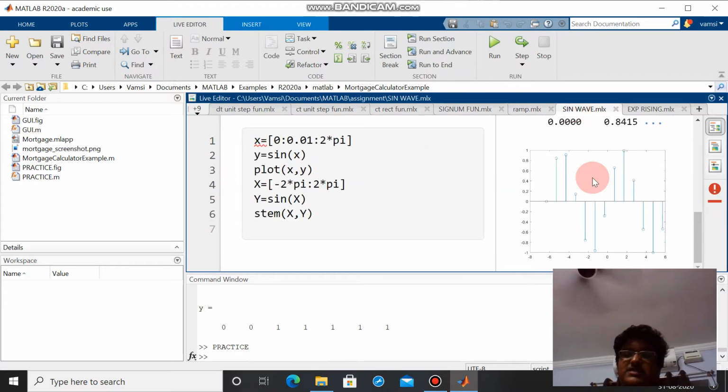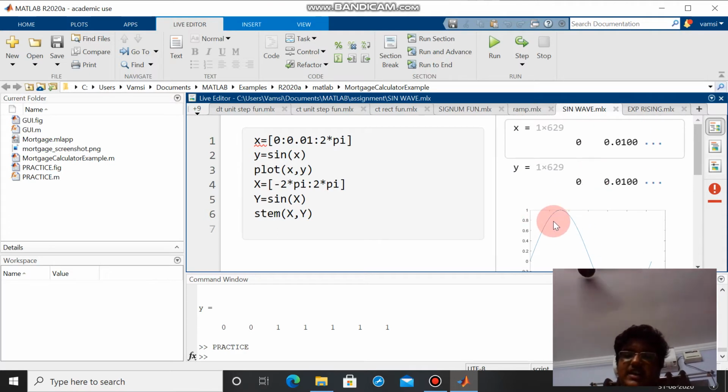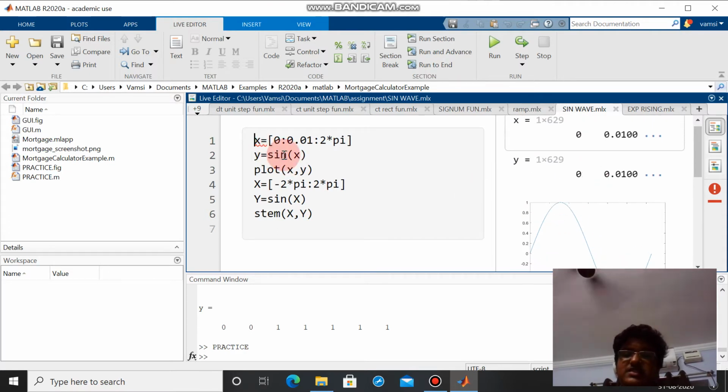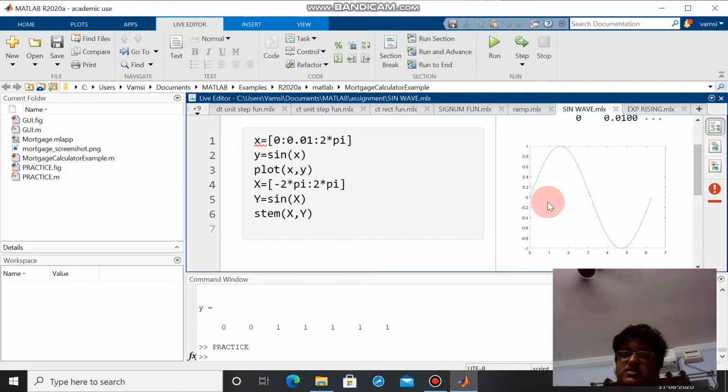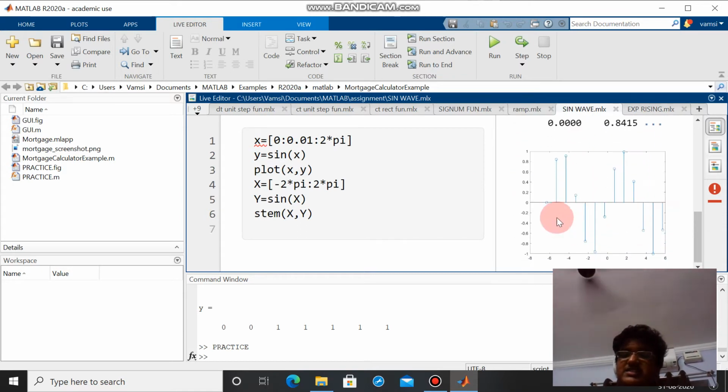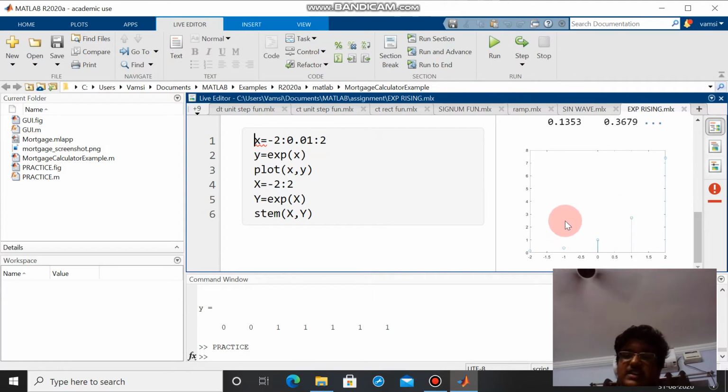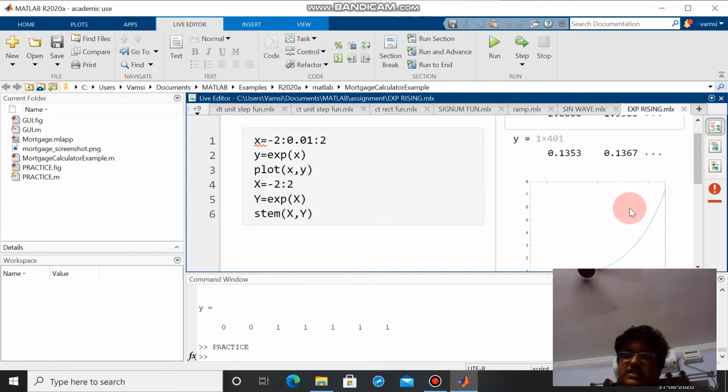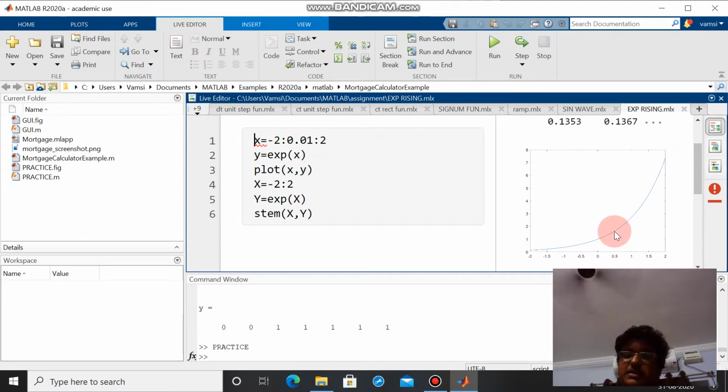And sine wave is a very basic time signal. We can directly obtain it by using sine function in MATLAB. So this is continuous sine function, and this is discrete time function, and yeah, this is exponential rising function. This is basically y is equal to e power x.